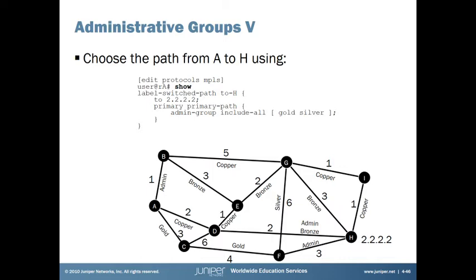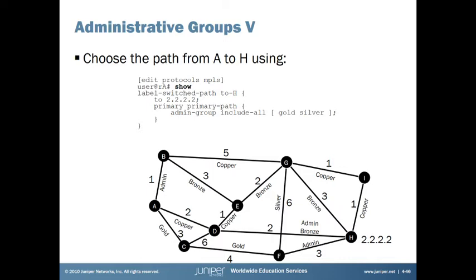Our goal is to get to H. There is no gold or silver links there to get us to H. Can we go there? From G, gold or silver. So it says include all gold and silver. So we're at G and we've got to get to H.